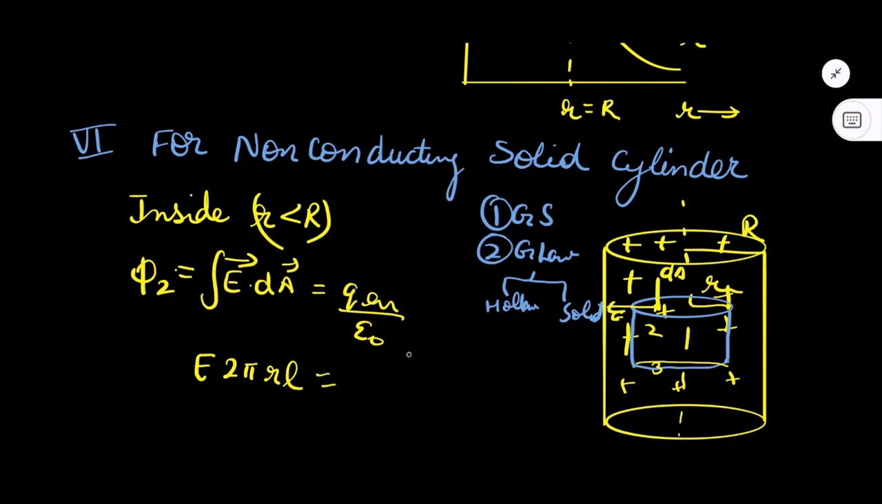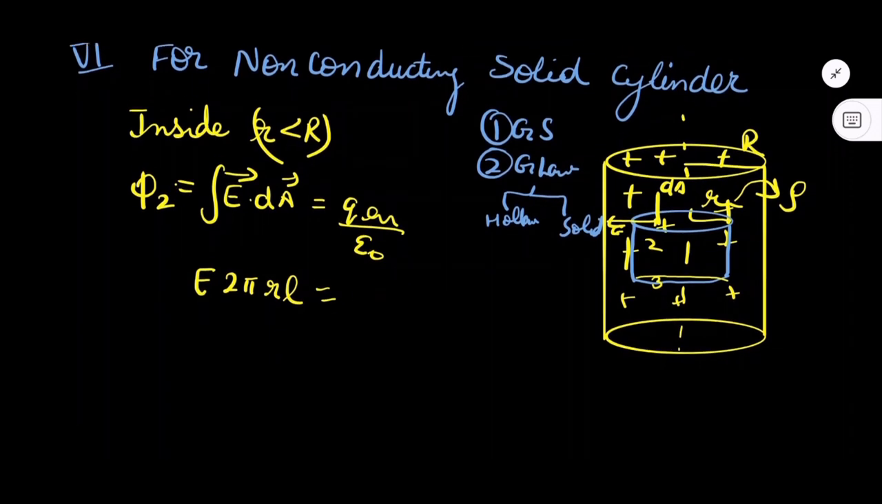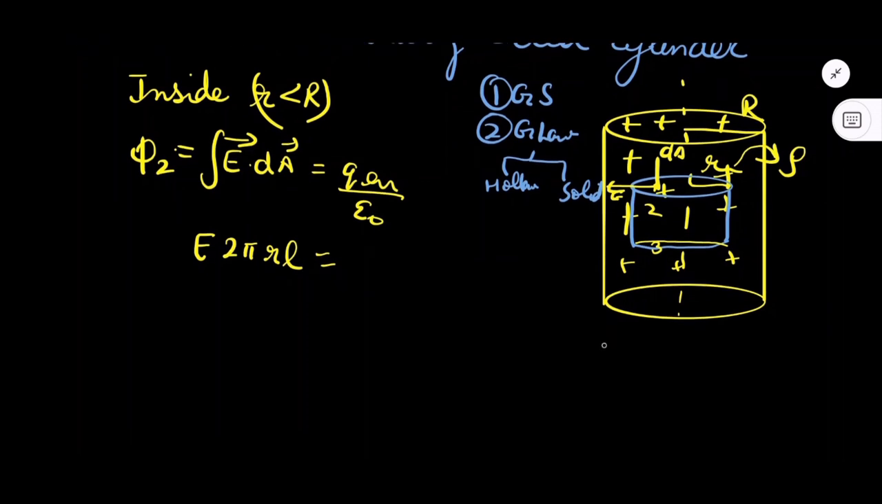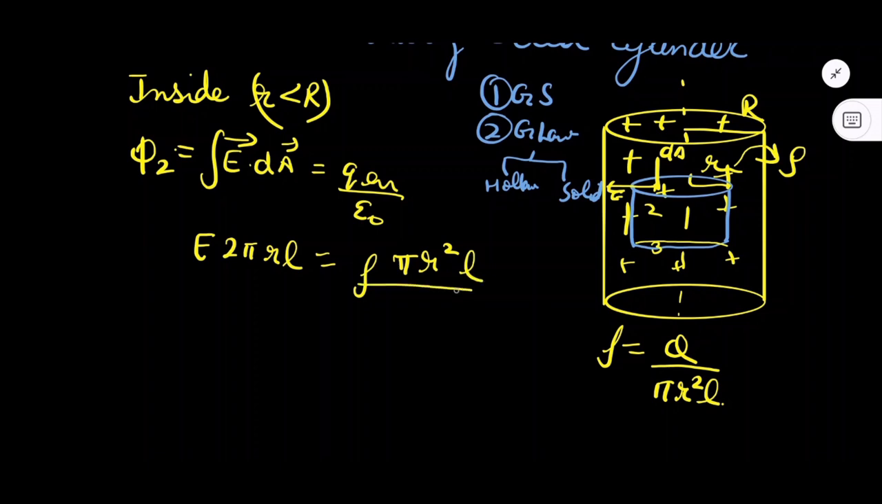Now it is equal to the charge enclosed. The overall charge density is given as rho, but for the Gaussian surface inside, let's see what the charge enclosed will be. We know that rho is the volume charge density, since it has charge inside. That is equal to charge upon volume, and the volume of the small cylinder is pi r square l. So we substitute the charge enclosed, and it will be rho into pi r square l upon epsilon naught. Now we can cancel the terms, and we are left with the electric field inside as rho r upon 2 epsilon naught.